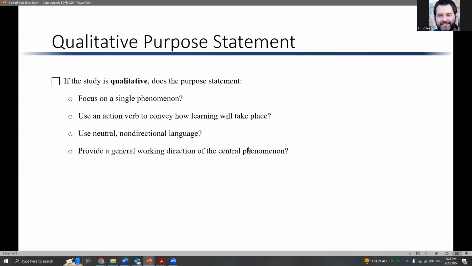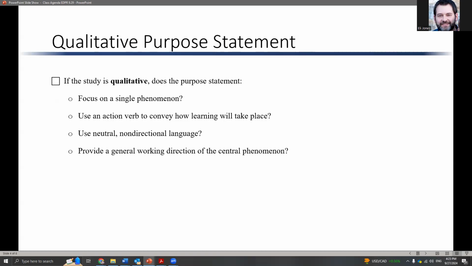Now, you'll see that the checklist for the purpose statement has a few other sections for qualitative, quantitative, and mixed methods. So let's go through these just briefly so you can see some of the differences. A qualitative purpose statement focuses only on one phenomenon. Don't go crazy, right? Focus and narrow down on undergraduate students' experiences in, let's talk about their anxiety. I'm going to focus on their anxiety in research. Use an action verb to convey how learning will take place.